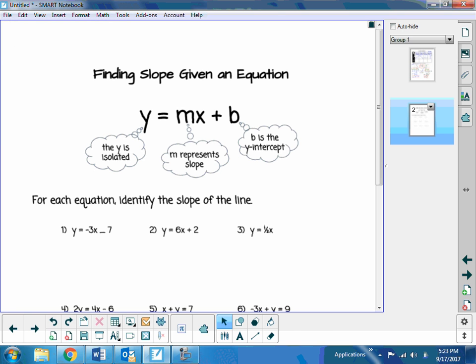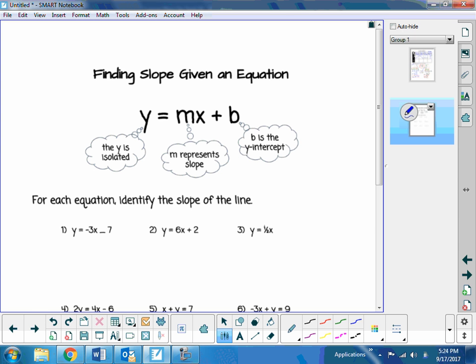So when you have an equation of a line, it takes the form of y equals mx plus b, meaning y is isolated, it's all by itself. Then we have our equal sign, our x term, and then we have that constant. Okay, and I put little reminder bubbles down here of what each of those are.